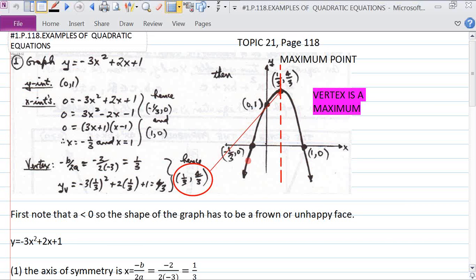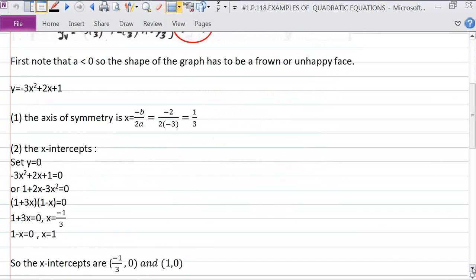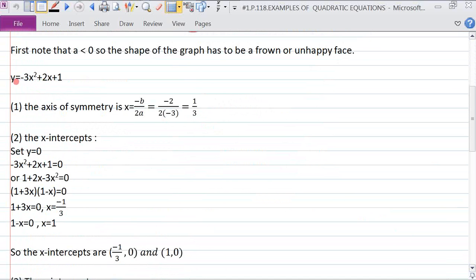So what we're going to see is that this is a maximum point. When we have a frown, the y value keeps on going up and reaches a maximum value. So let's go over what we're going to do. There are 4 steps here. First of all, we have the equation. We're going to find the axis of symmetry, which is x equals minus b over 2a.